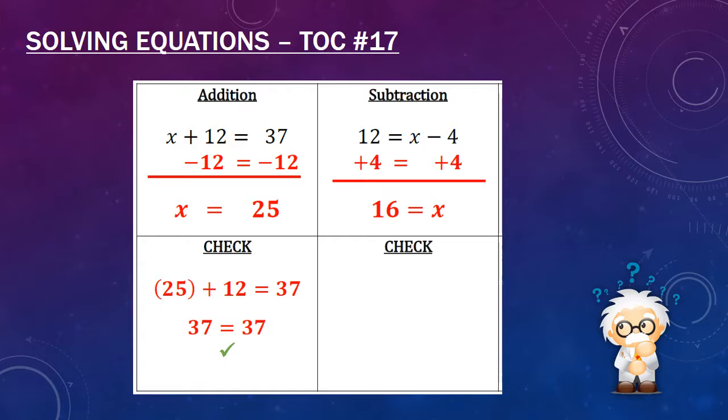Take 12 equals x minus 4, and instead of x, plug 16 back in, and now I can solve the right side. 16 minus 4 gives me 12. And since I got 12 on both sides of the equation, I know my answer is correct.